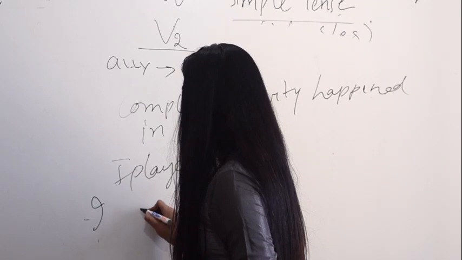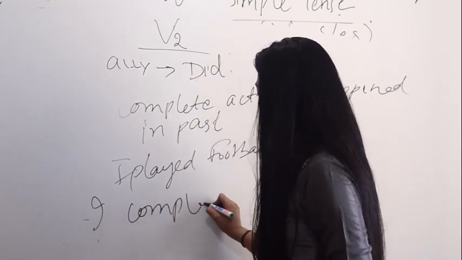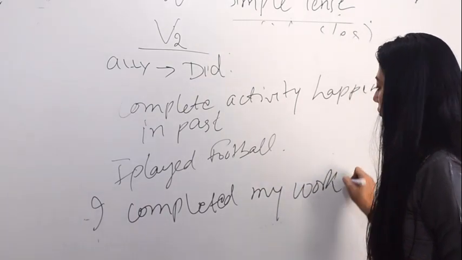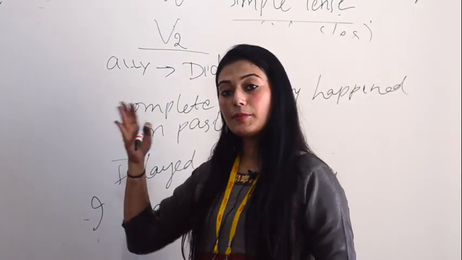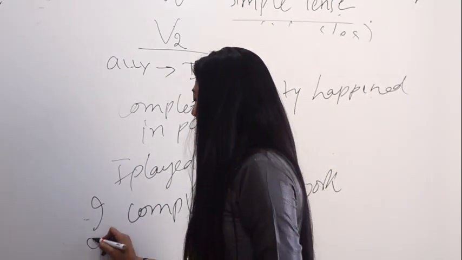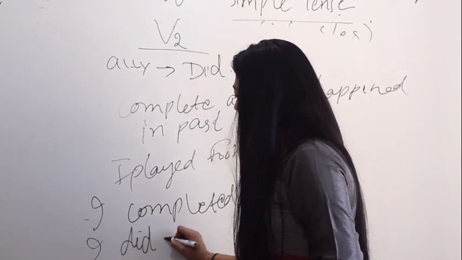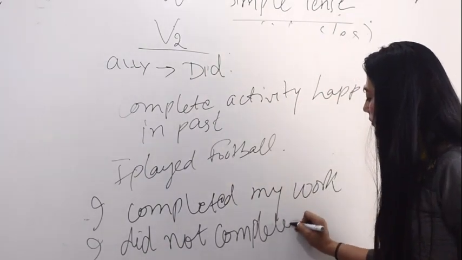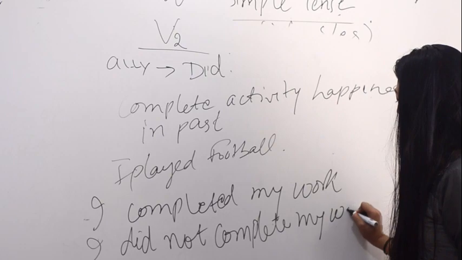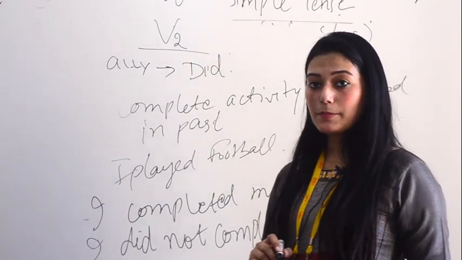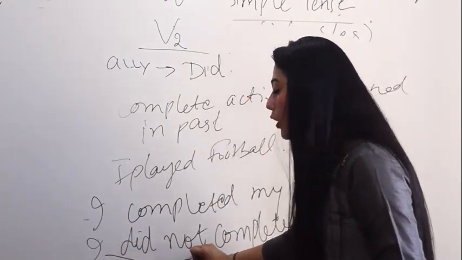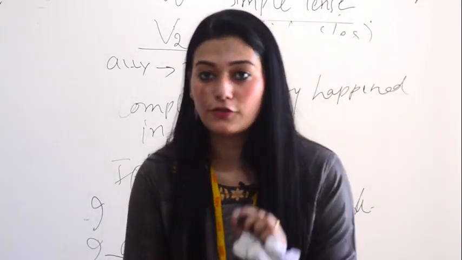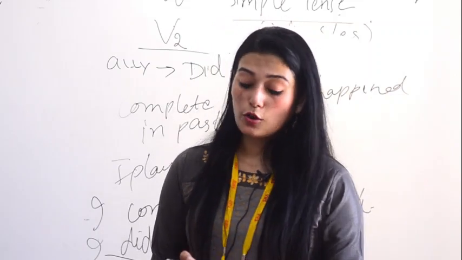I completed my work. And if we make it negative and put the auxiliary, I did not complete my work. Please keep in mind, whenever you put an auxiliary in a sentence, do not use the verb's second form. Put the verb's first form only.